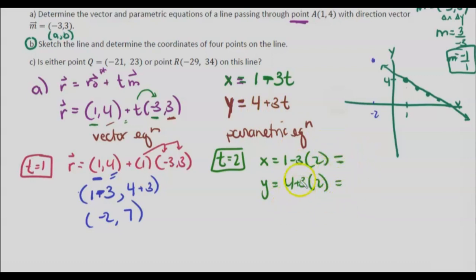I'm just going to put the equals beside. I didn't leave room. So 1 minus 6, we get negative 5. And 4 plus 6, right? 3 times 2 is 6. Is going to be 10. So another point on the line is negative 5 comma 10. Okay, negative 5 comma, and then 10 is going to be up here somewhere. It's going to be here.